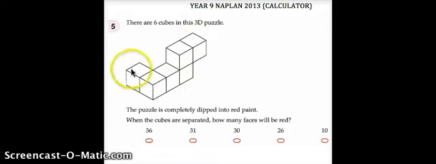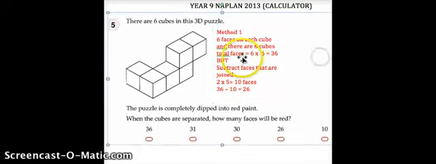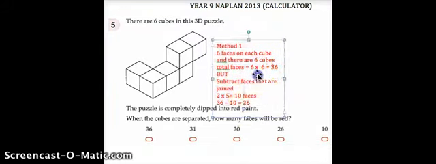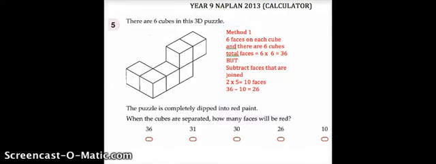So each of the 6 cubes has 6 faces, and if the cubes aren't joined, then you would have 6 times 6, which is 36 faces. But what we can then do is subtract the faces that are joined. So I'm going to put arrows on all the faces that would be joined, and I'll just do that now.